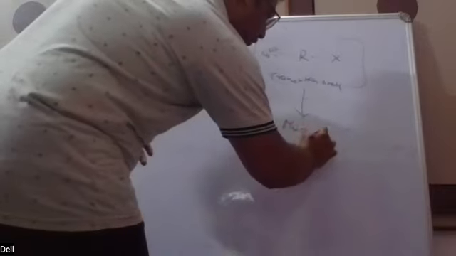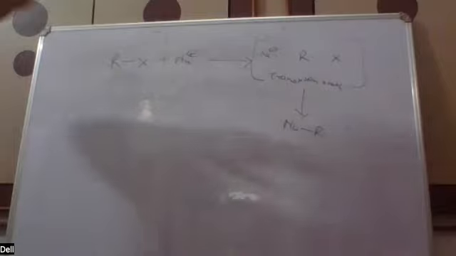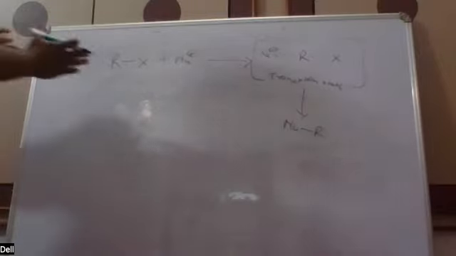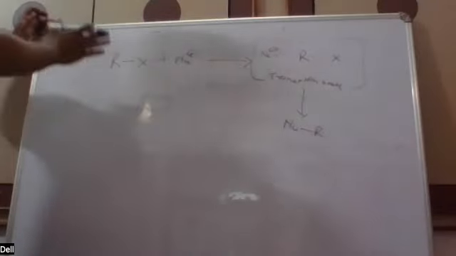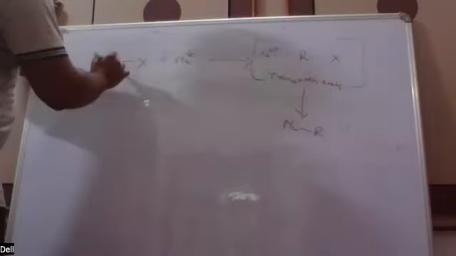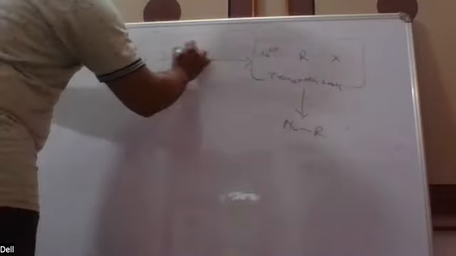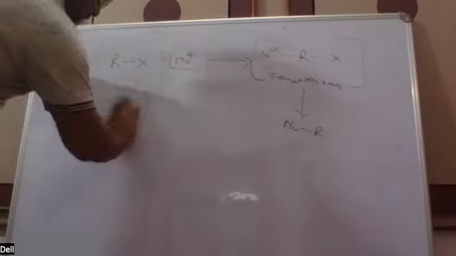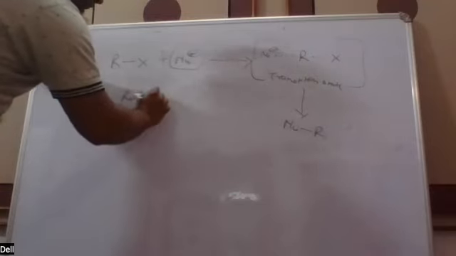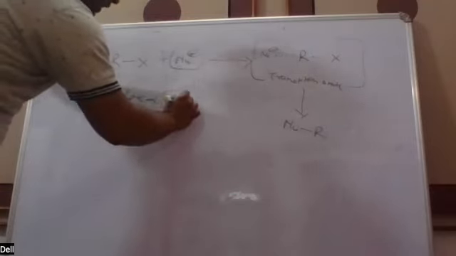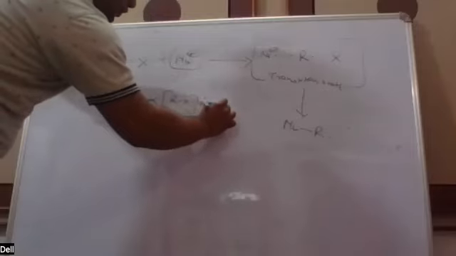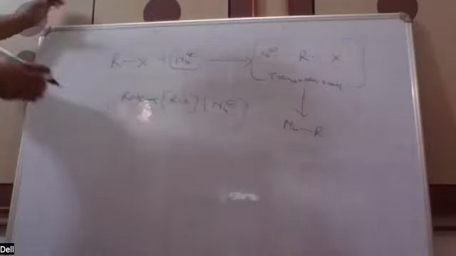Now the main feature of why it is a bimolecular reaction is that the formation of the product is not independent of the concentration of the nucleophile, because the nucleophile and RX both are taking part in the reaction. So we can say that the rate is directly proportional to the concentration of RX and the concentration of the nucleophile. That's why it's called a second order nucleophilic substitution reaction.